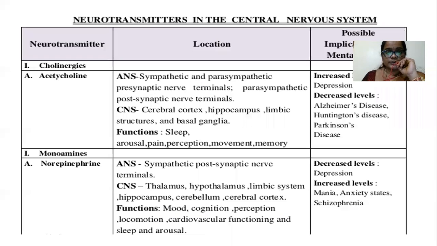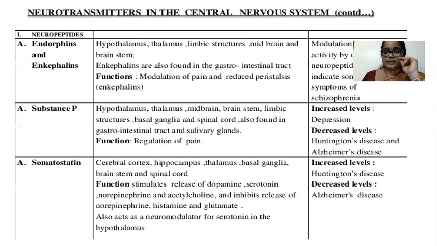This one gives examples of neurotransmitters, their locations, and their possible implications for mental illness. In the next class, we will discuss neurohumoral transmission.